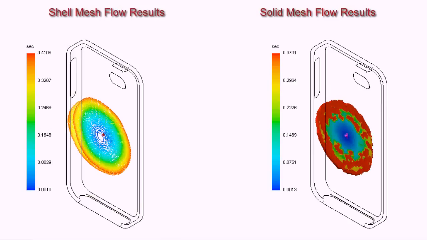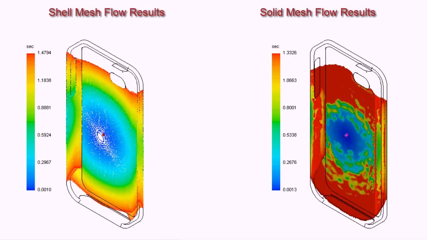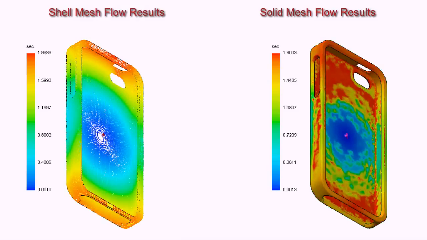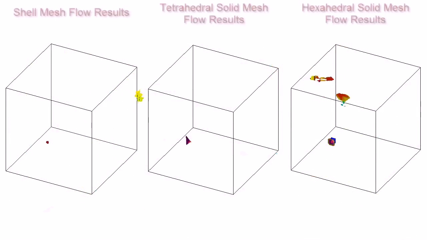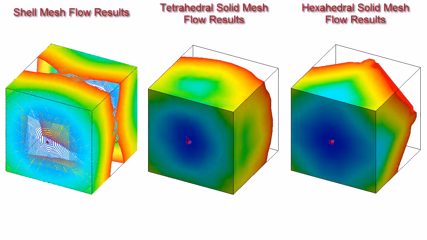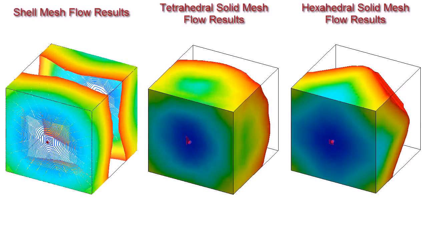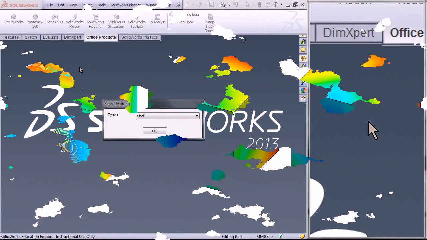Here you can see the analysis results on the shell and solid mesh. As you can see, there's not much difference because the part is very thin. However, here when the part is very thick, you can see that the shell mesh is not very accurate. The solid mesh types are far more accurate, with the tetrahedral hybrid solid mesh being the best.